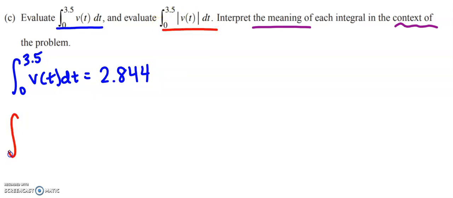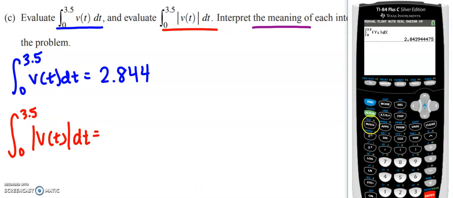Then I'm going to go through and find the integral from 0 to 3.5 of the absolute value of v of t dt. So we can do that in our calculator also using math 9, 0 to 3.5. And the easiest way to get to absolute value, you can go to math and then numbers, but I just do second 0 because that gets me my catalog, and absolute value is the first thing there. So I want the absolute value of my velocity function. And dx, I get 3.737.